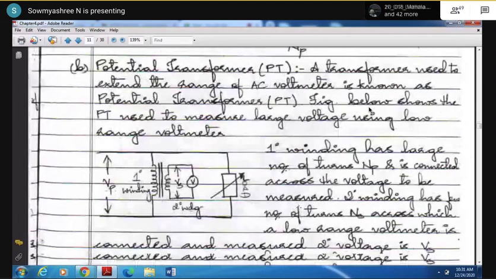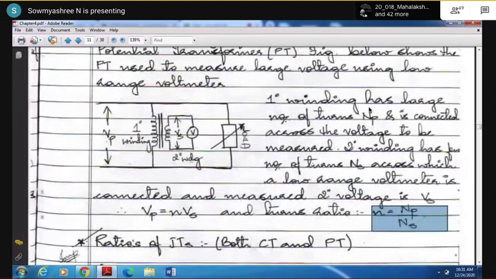Here, as the number of turns in the primary is more compared to secondary, N is equal to NP by NS. You have to remember this well. The turns ratio is different in case of CT and PT. In CT, NS by NP, secondary by primary, comes; in PT, NP by NS comes. Please observe that clearly.